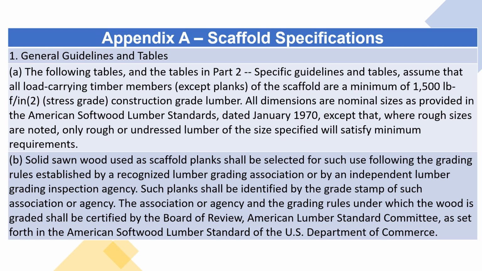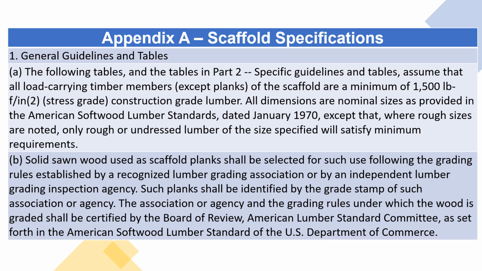B. Solid sawn wood used as scaffold planks shall be selected for such use following the grading rules established by a recognized lumber grading association or by an independent lumber grading inspection agency. Such planks shall be identified by the grade stamp of such association or agency. The association or agency and the grading rules under which the wood is graded shall be certified by the Board of Review, American Lumber Standard Committee, as set forth in the American Softwood Lumber Standard of the U.S. Department of Commerce.